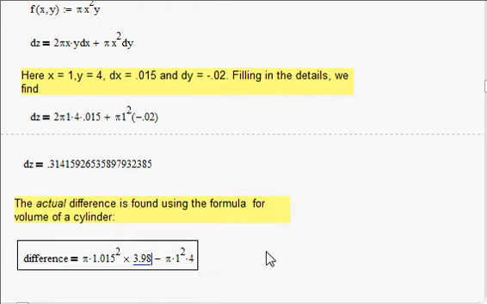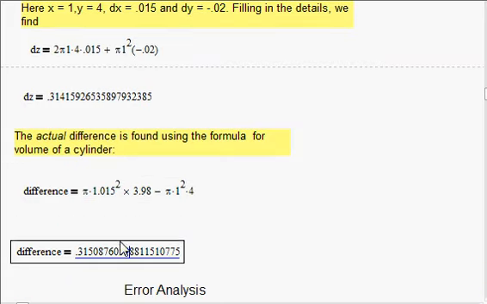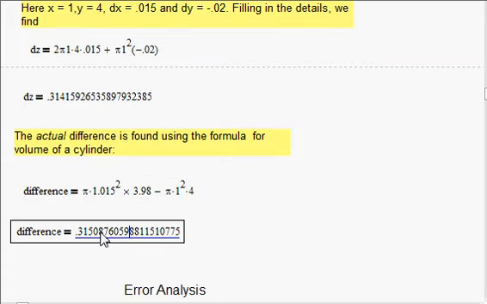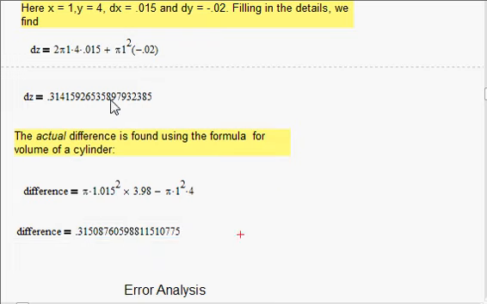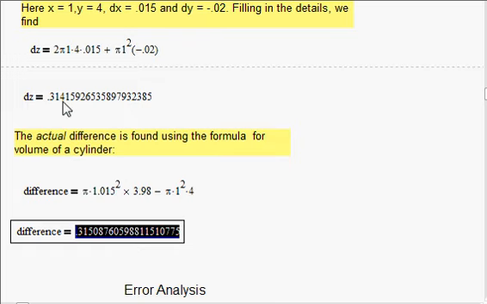So let's see what the actual difference is by using the formula for the volume of the cylinder. Here is our cylinder as we got from the manufacturer, that's this, and here's what we expected it to be, and notice the difference is 0.315087 and so on. So the difference between this and this is about, I guess, 1,000th of a cubic inch. Not bad.